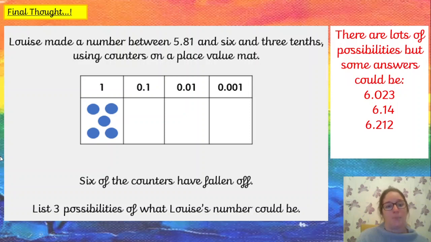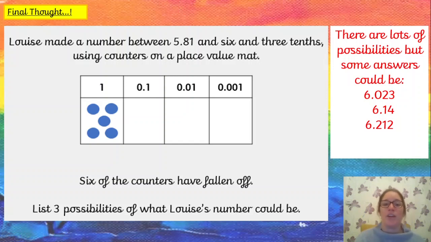You could do 6.14, so you could put 1 counter here, 1 here, and 4 here. So that's your 6 counters, and the number is still between 5.81 and 6.3. And then you could put 1 here, and you've got 2 here, 1 here, and 2 here, and that would give you 6.212. Okay, so well done.